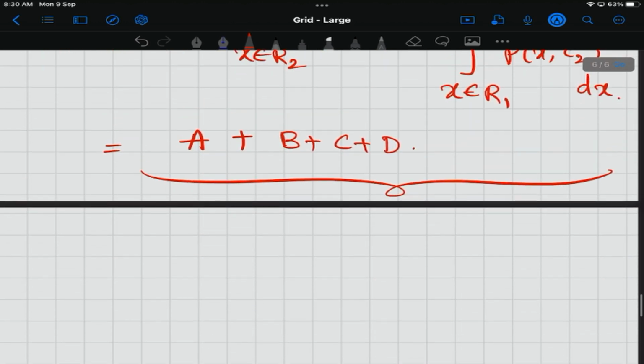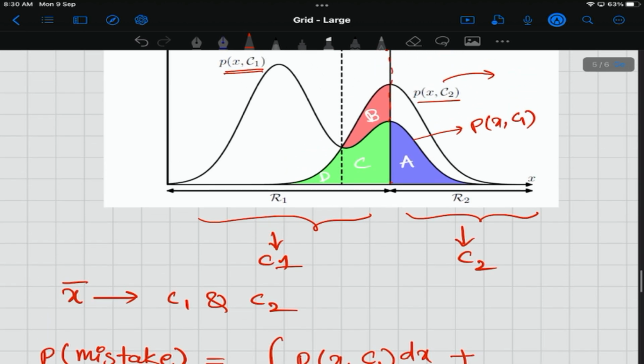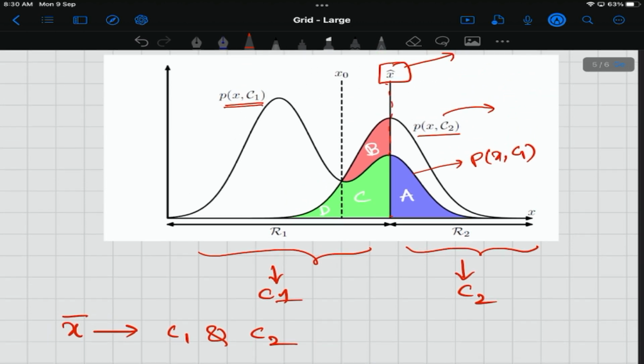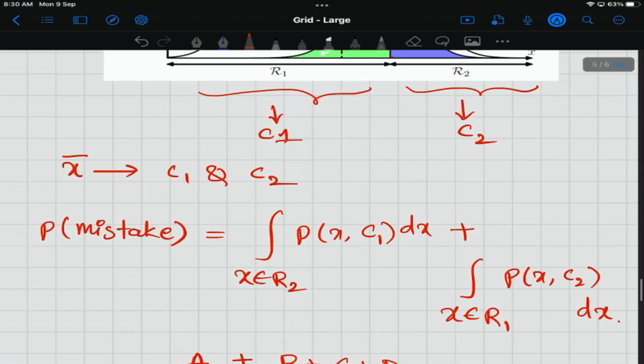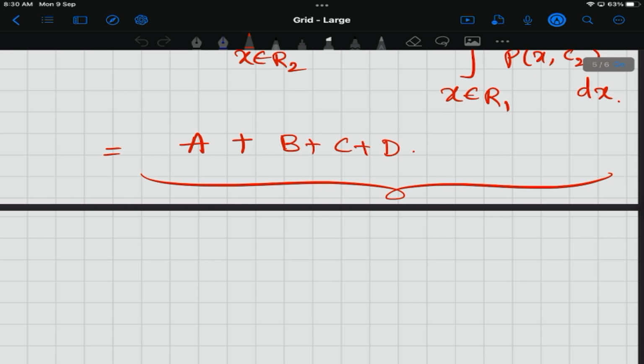Fine. So is this fine? This is my probability of mistake if I take my x hat as the separating line, and my actual distributions of P of x comma C1 and P of x comma C2 are like this. Then you may make some errors, and I am quantifying the error using these integrations.